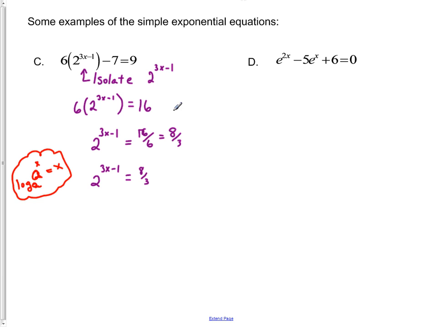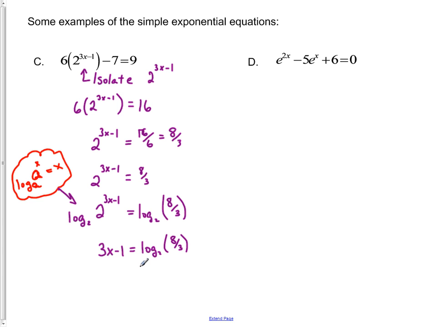All right, so what do I do here? Well, take the logarithm with a base 2 of the quantity 2 to the 3x minus 1 and set it equal to the logarithm base 2 of that quantity 8/3. Now, this property can be used over here on the left to reduce this so that the logarithm base 2 and the 2 as a base of our exponent goes away, and we're left with the exponent 3x minus 1 is equal to that logarithm base 2 of the quantity 8/3.